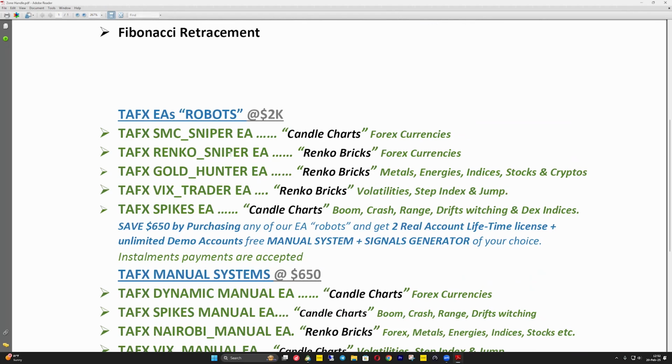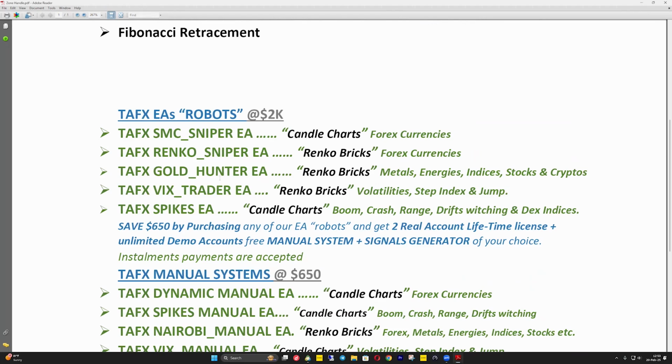We have the TFX RENKO Sniper EA that deals with both candle charts and RENKO. It is the combination of candles and RENKO bricks, and that also is based on Forex currencies. So normal currencies, I think there are 28, every one of the 28 currencies can be traded by this EA. I do believe you know about the TFX RENKO Sniper. So the RENKO Sniper deals with the combination of candle charts and RENKO bricks, and is based on Forex currencies.